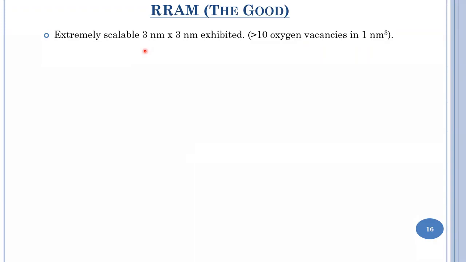Now, the advantages of RRAM. As I told you, extremely scalable RRAMs have already been exhibited. Here I mentioned 3 nanometer by 3 nanometers, but in a recent paper people have already demonstrated 1 nanometer by 1 nanometer RRAMs. Another advantage is that it can be tuned to any intermediate level between the minimum state and the maximum state. So how can that be done?